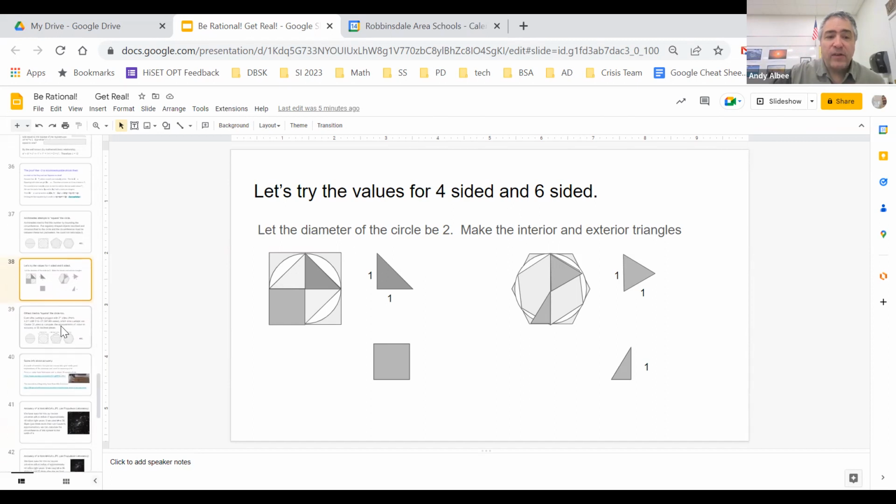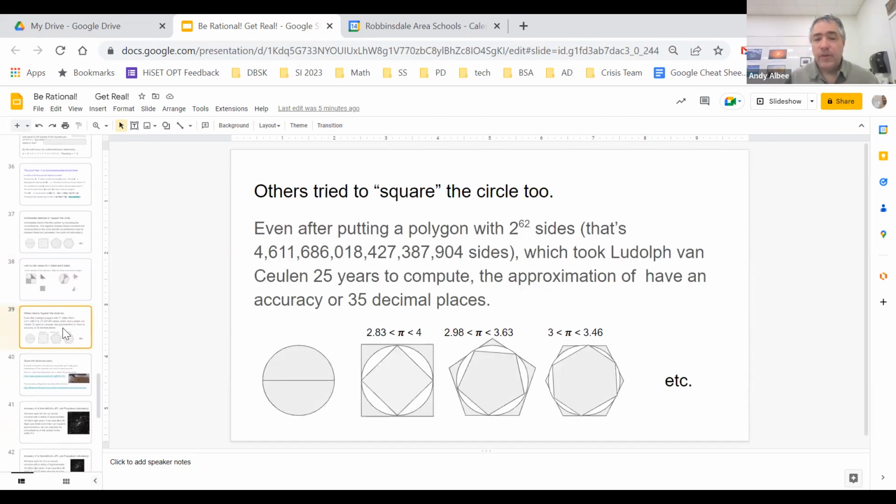If we actually calculate those out, we'll see that the square on the inside's got to be about 2.83 and outside is 4. The hexagon on the inside has got to be 3 if the diameter is 2. Okay, if that works.